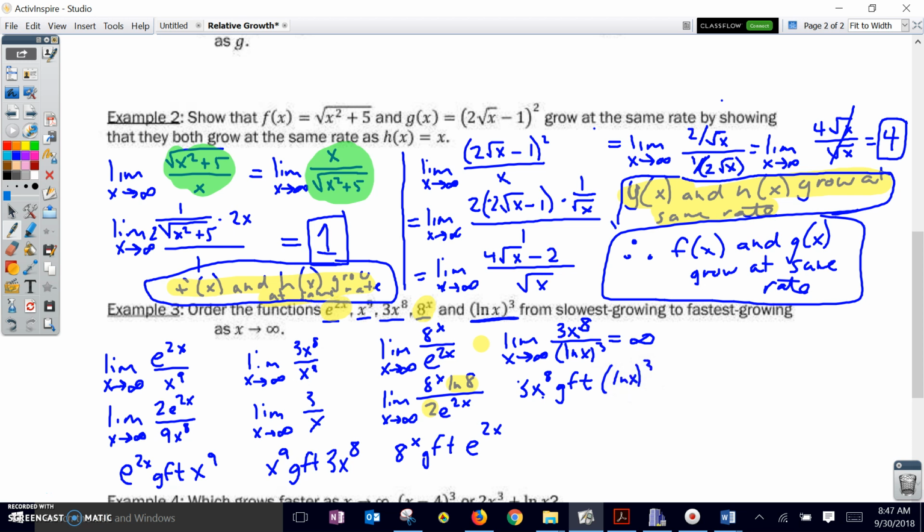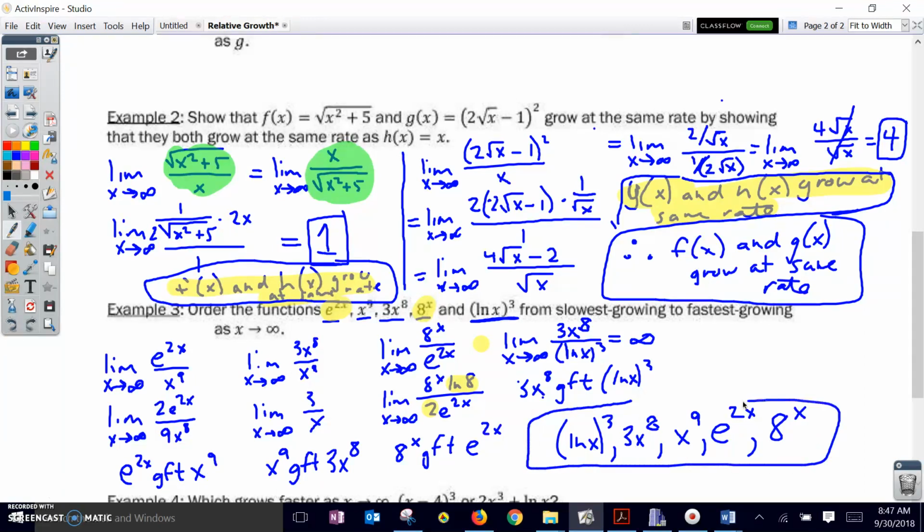to the third. So to order these from slowest to fastest, we've got natural log of x to the third, then 3x to the 8th, then x to the 9th, then e to the 2x, and then 8 to the x. And I put that last parenthesis in here. There it goes. And so there they are in order from slowest growing to fastest growing.